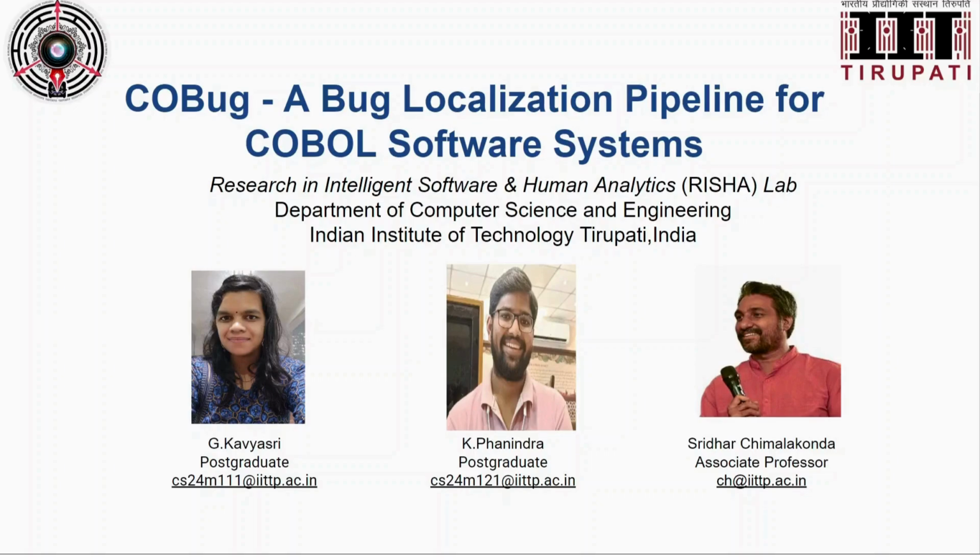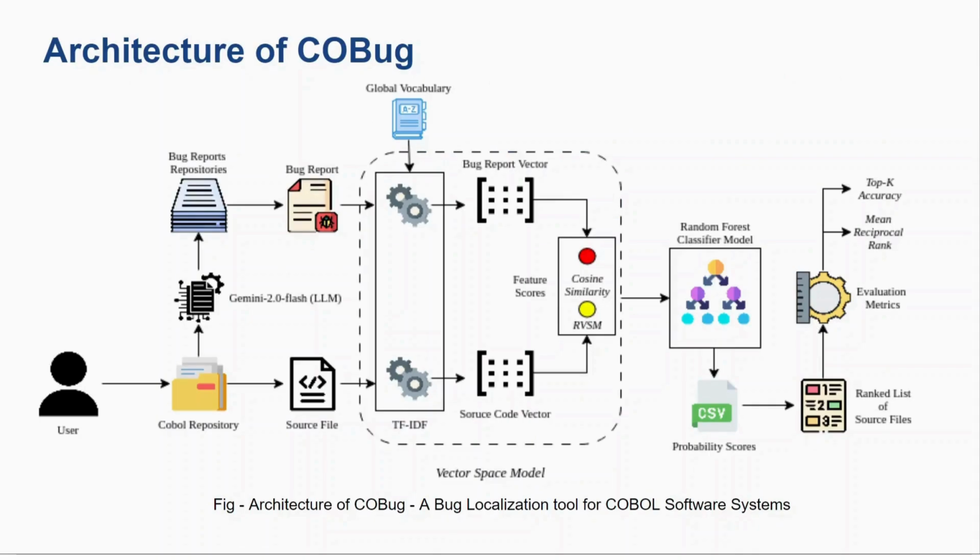That's where COBug comes in, a tool that automates the process of identifying which files in a COBOL repository are most likely to contain a specific bug using advanced machine learning and large language models. Let's take a quick look at how COBug works.